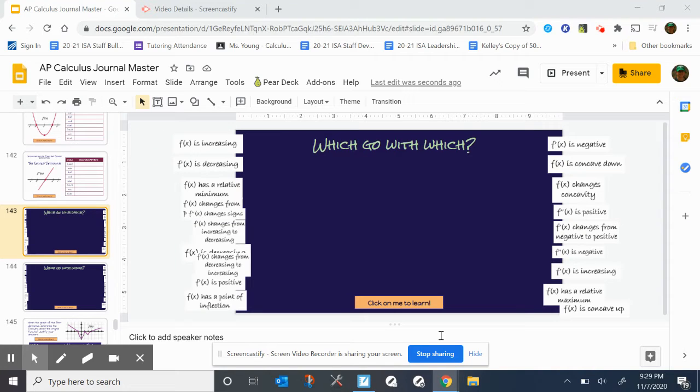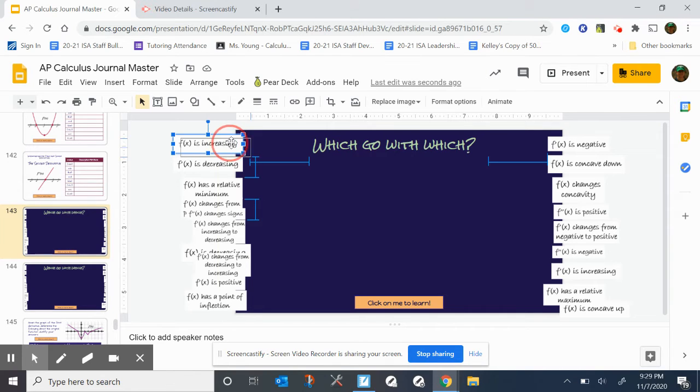So for this slide, you're going to be grouping these statements together with the ones that go together. And how do you know they go together? Basically, they mean the same thing. Or maybe you could think of it as one is used as a justification for the other, depending on the situation. So I'm going to start with f of x is increasing.